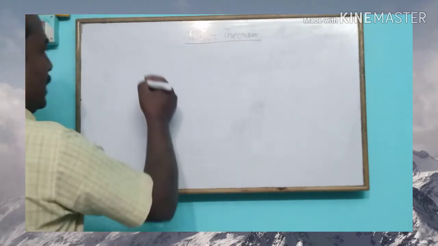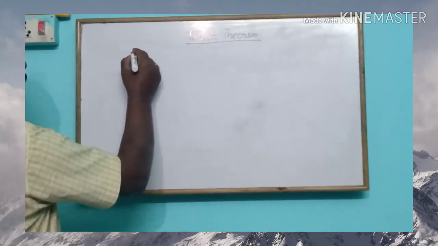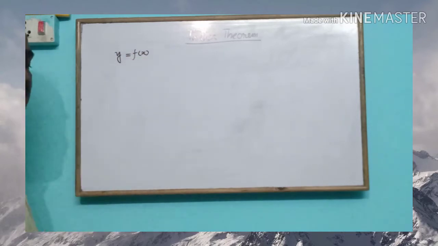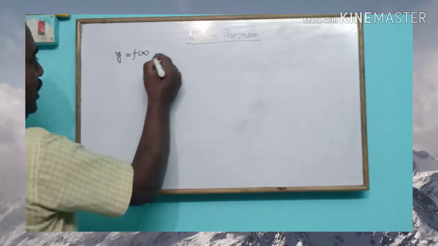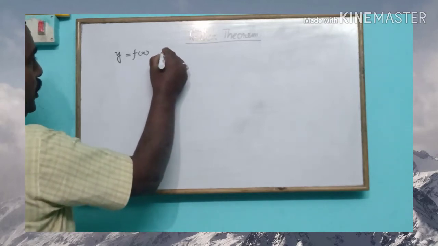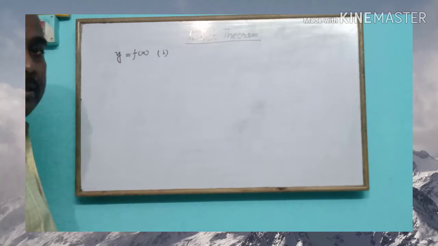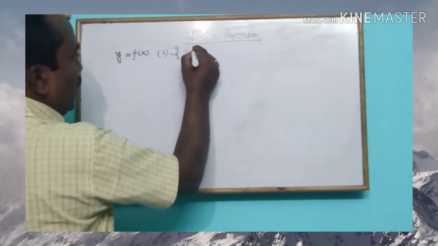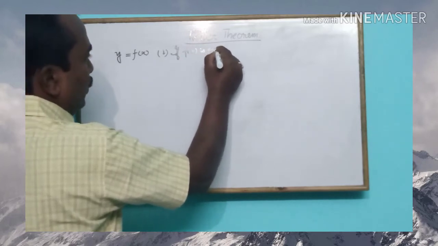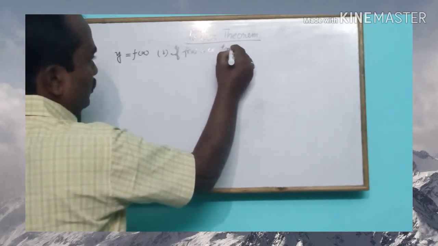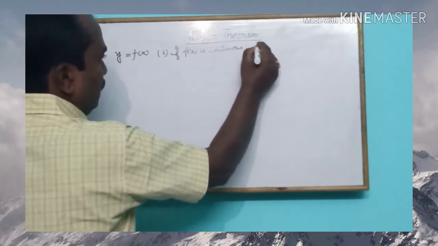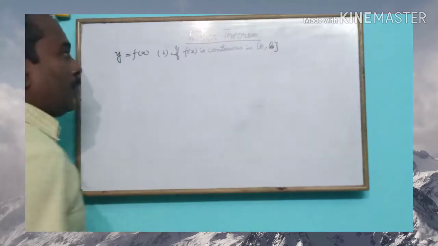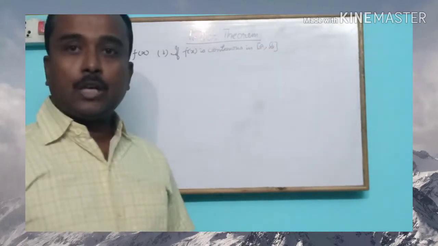So what does the statement say? Suppose we have a function y is equal to f(x), and the function satisfies three conditions. What are they? First condition is f(x) is continuous in the closed interval AB.